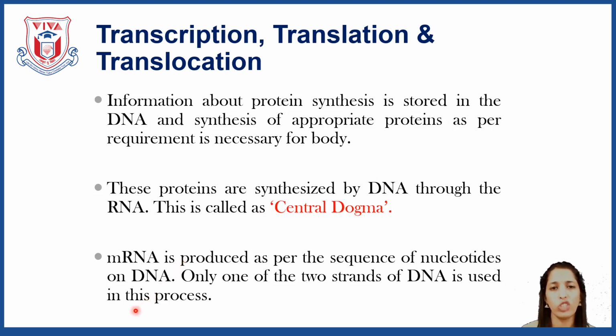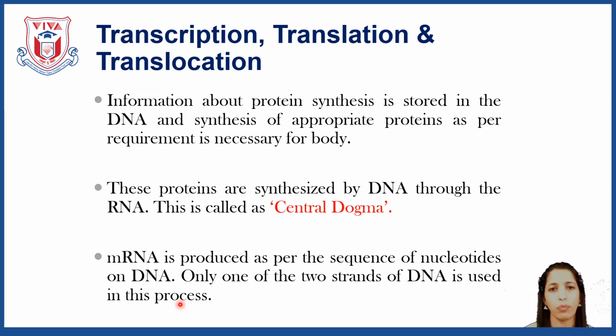In this central dogma, the mRNA plays an important role. mRNA is produced as per the sequence of nucleotides on the DNA, and only one of the two strands of DNA is used in this process. You all must know that DNA is a double helix structure. So one strand out of the double helix structure of DNA is used in this process of transcription. Whatever information about protein synthesis is present in the DNA, one strand of the DNA is used for the further protein synthesis process.